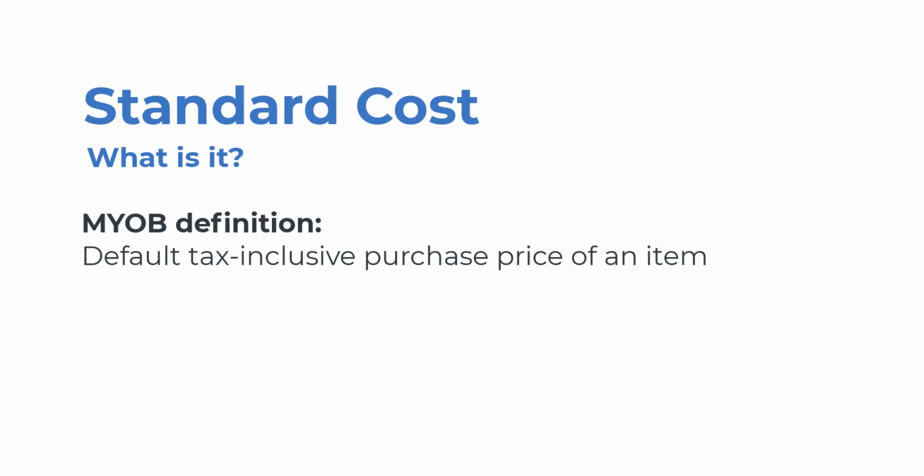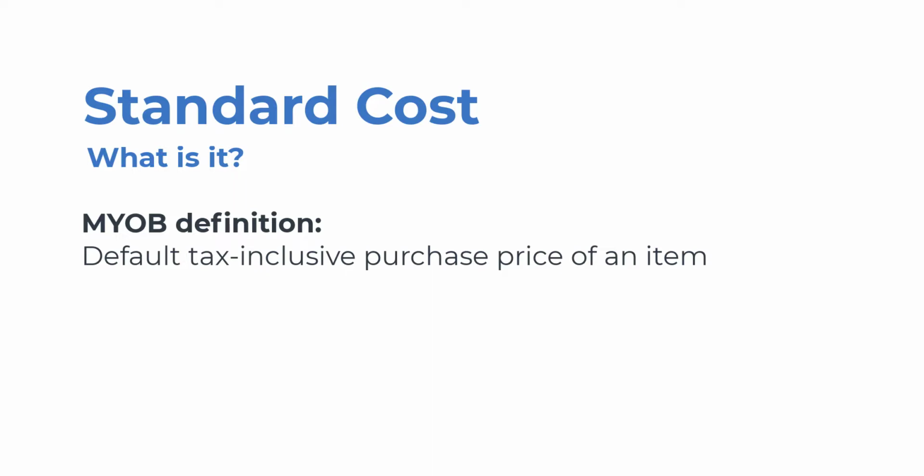Today we're going to look at standard costs. So what is it? Well, let's go and have a look at it. MYOB defines standard cost as the default tax-inclusive purchase price of an item. If you remember from our earlier video, the default purchase price of an item was in fact the actual cost. So now we're looking at standard cost.